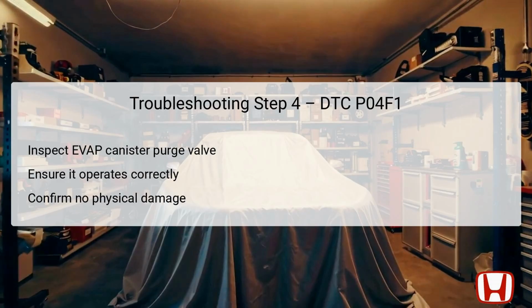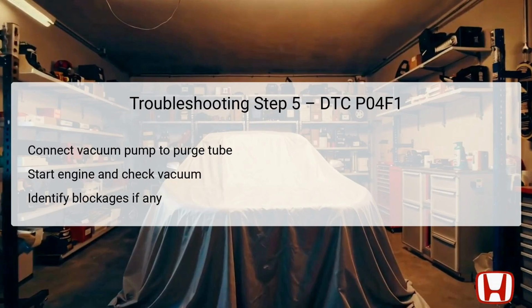The purge valve must be carefully inspected for any signs of wear, damage, or internal faults that could prevent it from functioning properly. If found to be defective, it will not open as designed, restricting vapor flow and triggering the P04F1 code. If the valve is confirmed to be in working order, the technician can proceed to step 5. However, if issues are detected, it is necessary to replace the EVAP canister purge valve to restore the normal operation of the EVAP system and clear the DTC.